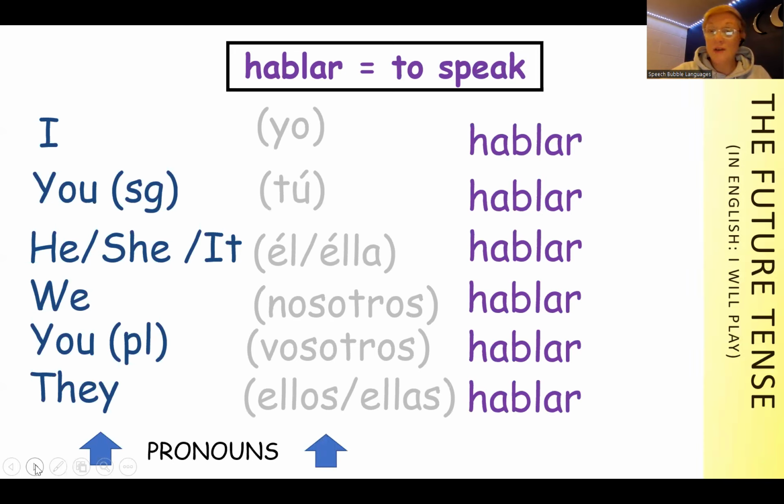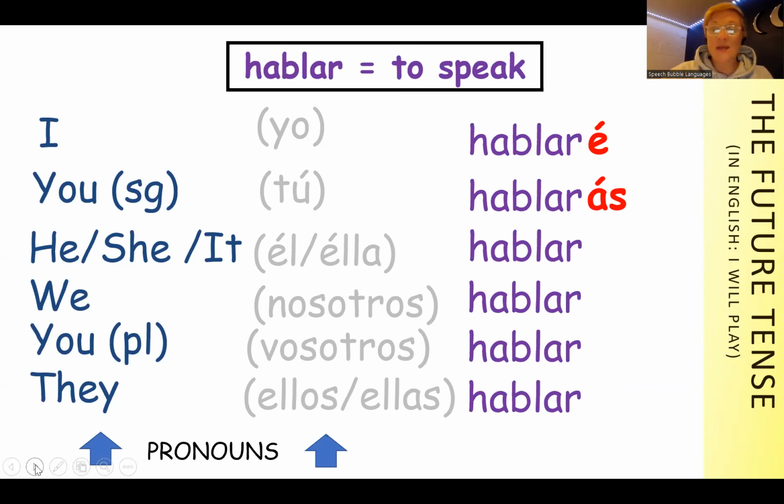What we would usually do here is remove the AR, wouldn't we? We would be left with the stem. But for the future tense, we leave the verb completely untouched. We leave him in his infinitive, and the endings are going to get tacked onto the end of the infinitive. Let's take a look at what hablar looks like then, shall we? I will speak. Hablaré. Accent up on the E. Try it. Hablaré. You will speak.